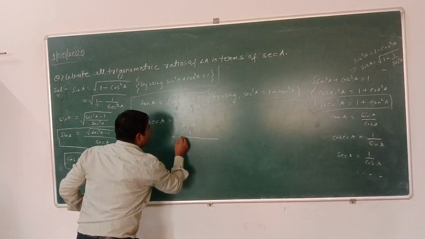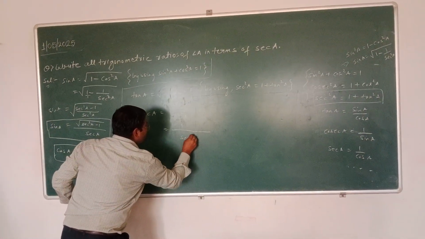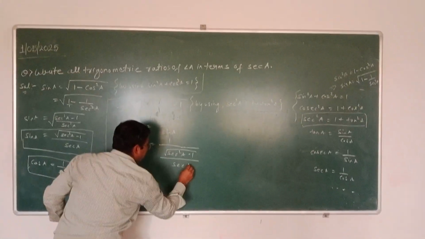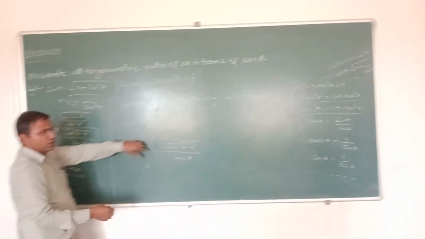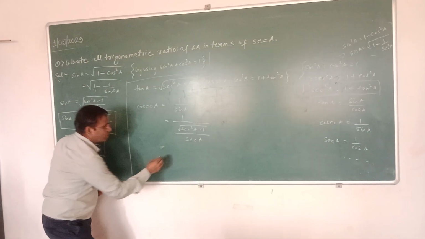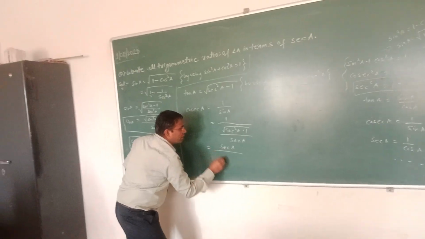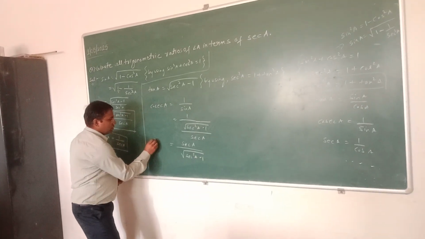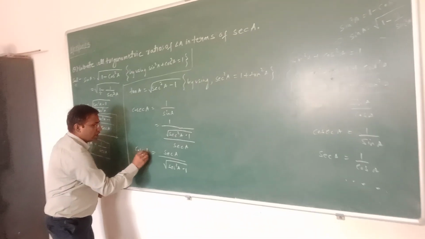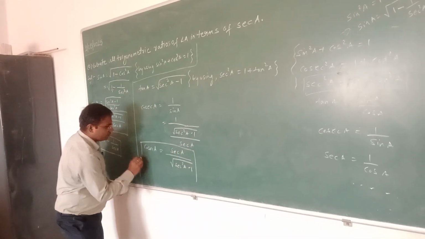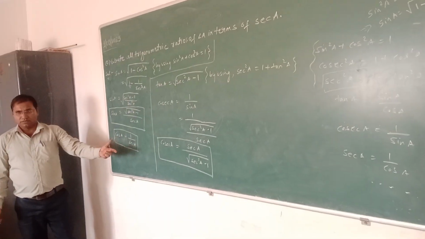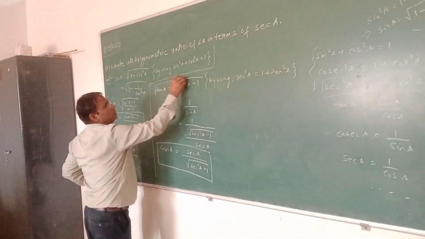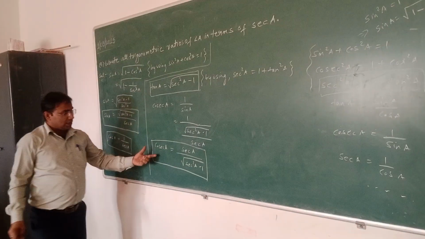So see what you will write: square root of sec square A minus 1 upon sec A. Now when you take the reciprocal of this, what will you get? Sec A upon square root of sec square A minus 1. In this way you can write cosec A in terms of sec A. So sin A is done, cos A, tan A also, and now cosec A.